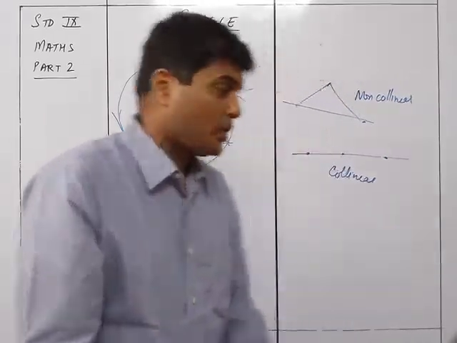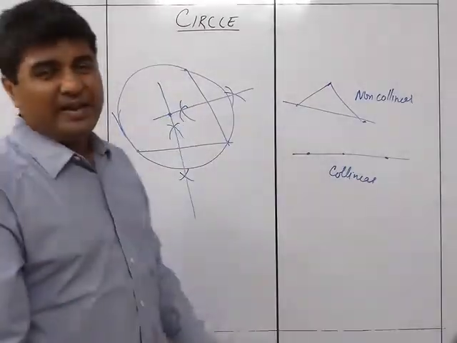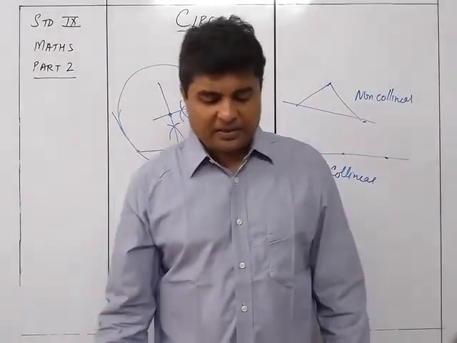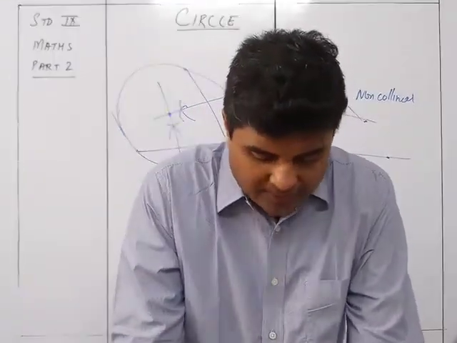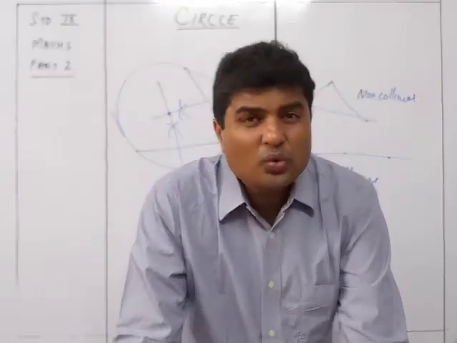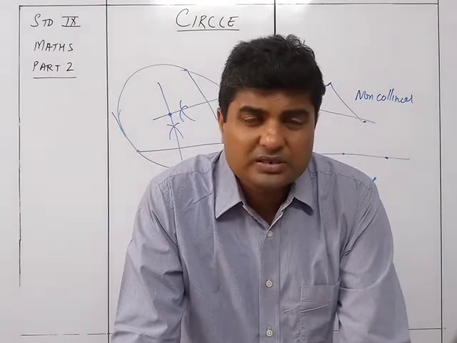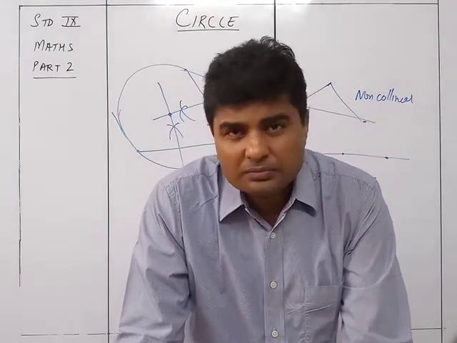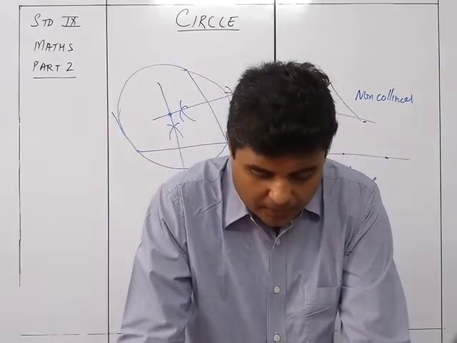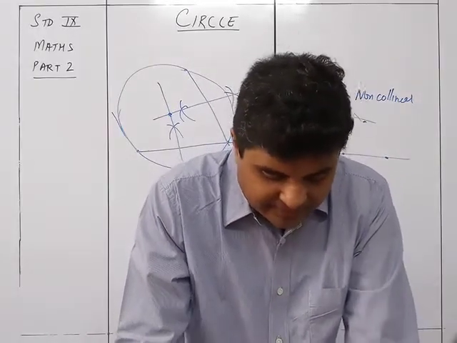So if I draw any perpendicular to any chord, then it will be passing through the center. And the perpendicular bisectors of two non-parallel chords of a circle intersect at the center. So if there are two non-parallel chords and perpendicular bisectors are made through them, they will be passing through the center, intersecting at the center.